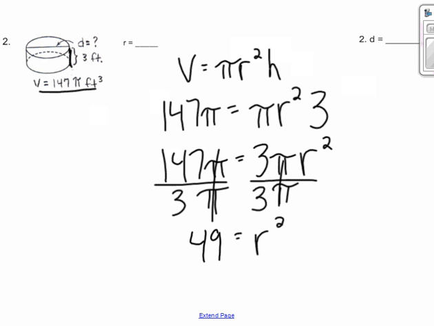So then, to get r alone, I'm going to square root both sides. And because radius is a length, that's going to be just a positive 7. So this is going to be 7 feet. But then they want diameter, so double it, 14.